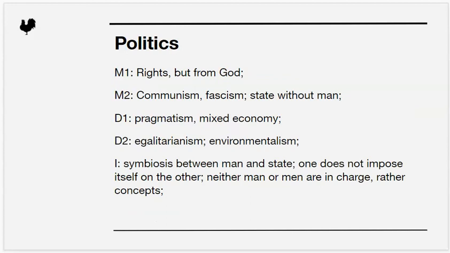In politics, the M1 approach would be, we have rights, but they come from God. The M2 approach would be the state without man. So I guess a good way of saying this is M1 would be the state with man. M2 would be the state without man. D1 would be some kind of mixed economy. Again, pragmatism. Let's just do whatever works in the moment.